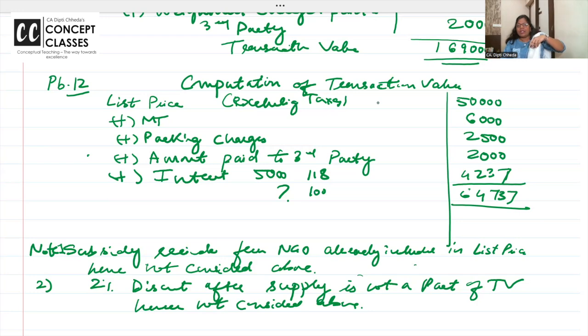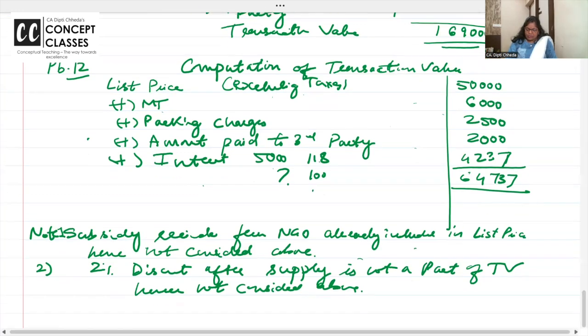This interest, this way. Even sometimes late fee, in one of the recent exams they said late fee is including GST. So excluding GST, you have to add back. And if they say late fee is there, but we have waived it, don't consider it. See, start with the list price. It's excluding all taxes. So add municipal tax, add packing charges, add the amount paid to third party, other incidental charges, and interest add back. But interest is including GST, so we will do this.